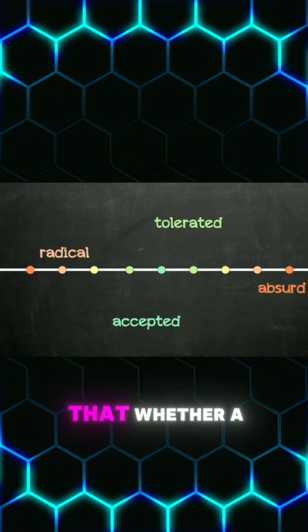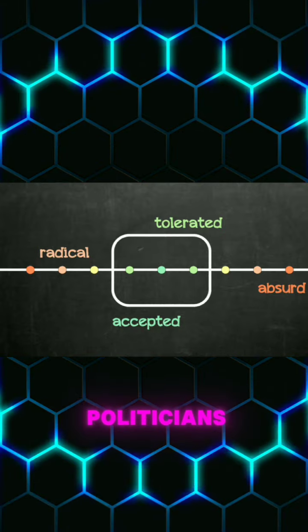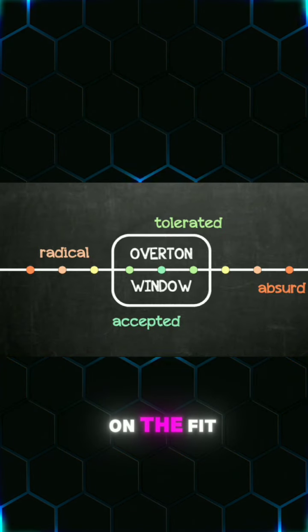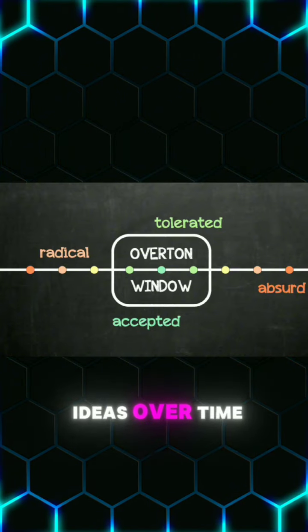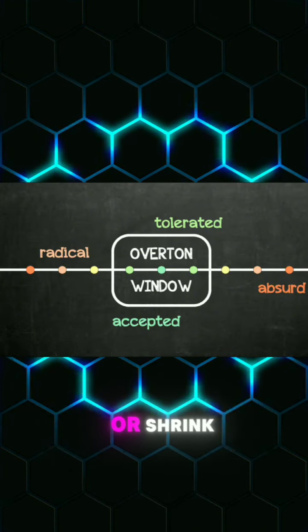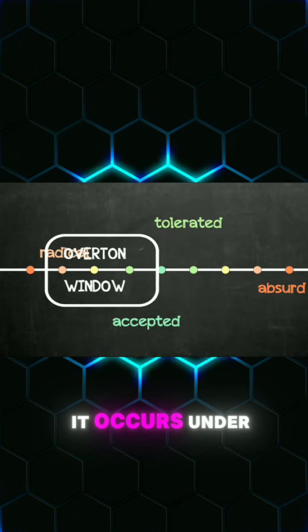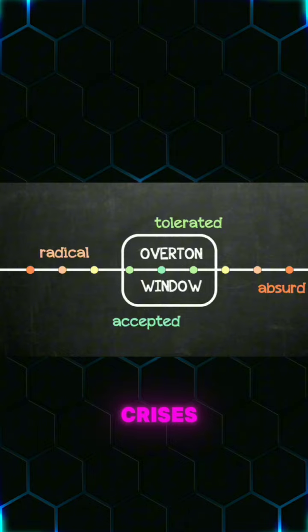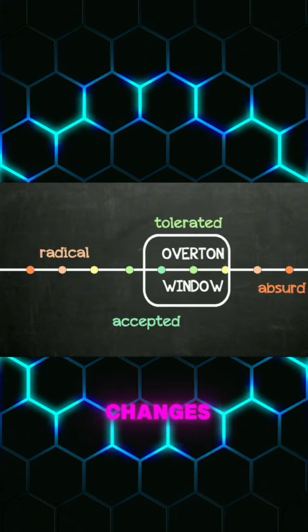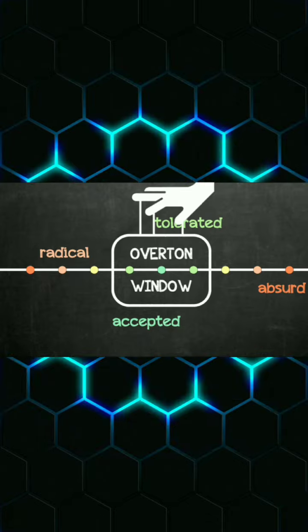Overton claimed that whether a political idea is feasible or not doesn't depend on the beliefs of politicians implementing it, but rather on the fit within the range of socially acceptable ideas. Over time, this window can move, expand, or shrink to either embrace or exclude newer and newer ideas. It occurs under the natural influence of the public opinion in circumstances such as crises or gradual cultural changes. However, it can also be the result of premeditated manipulation.